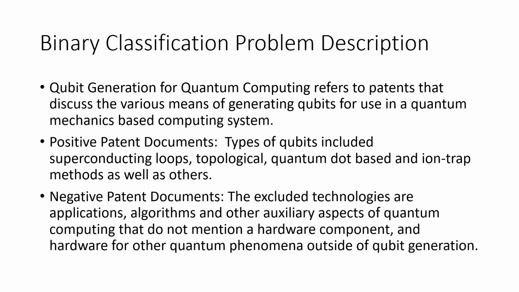So here's our problem description. Qubit generation for quantum computing refers to patents that discuss the means of generating qubits for use in a quantum mechanics-based computing system. So patent documents that are positive, that is, they're related to qubits, would talk about things like superconducting loops, topological quantum dot-based, ion traps, and so on. Patent documents that are negative would not have those aspects. We would talk about other things. Perhaps they talk about applications, algorithms, and or don't mention hardware or mention hardware that's not related to qubits.